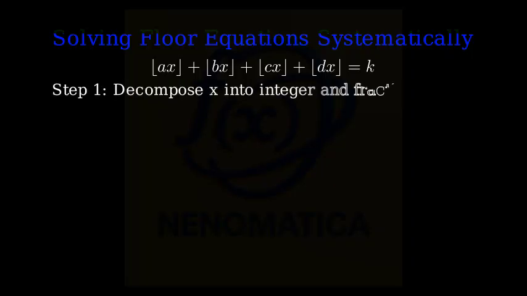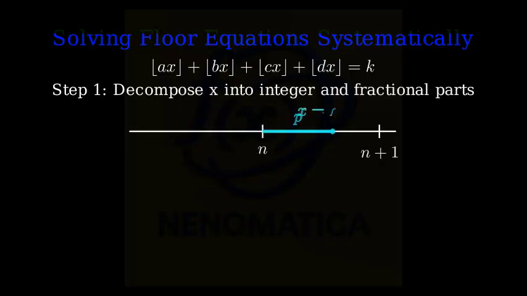Step 1. We write x as n plus p, where n is the integer part and p is the fractional part between 0 inclusive and 1 exclusive. We'll illustrate this on a number line with a tick at n and a tick at n plus 1 and a highlighted segment of length p.